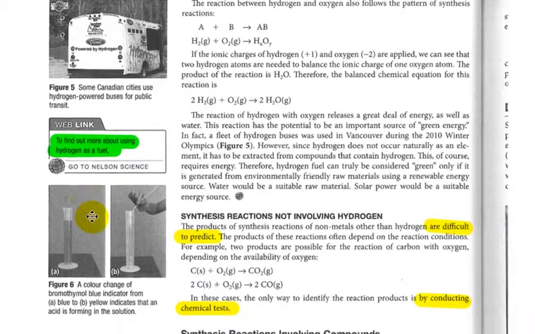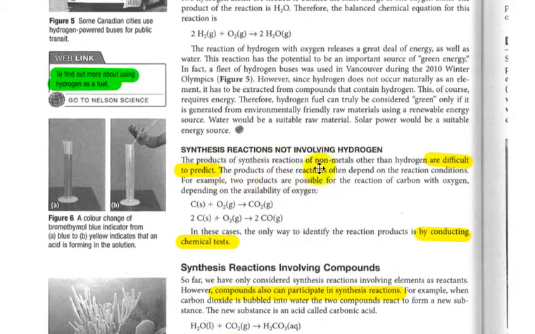Okay. Synthesis reactions not involving hydrogen. The products of synthesis reactions of non-metals other than hydrogen are difficult to predict at times. The products of these reactions often depend upon the reaction conditions. For example, 2 products are possible when carbon and oxygen combine. So carbon and oxygen can either make carbon dioxide or carbon and oxygen can make carbon monoxide.